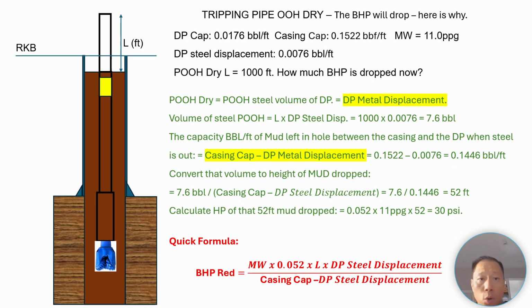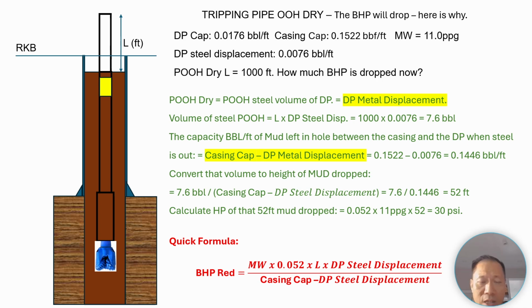Here is your schematic of the well being drilled. You have a drill string of a certain length, and 1,000 feet of dry pipe has been pulled out of hole. The information given here is the drill pipe capacity, casing capacity, mud weight, the steel displacement of the drill pipe, and the length of dry pipe that has been pulled out. For the workover guide, when you pull out tubing, replace the drill pipe with the tubing information, okay? So the question is how much bottom pressure has dropped.